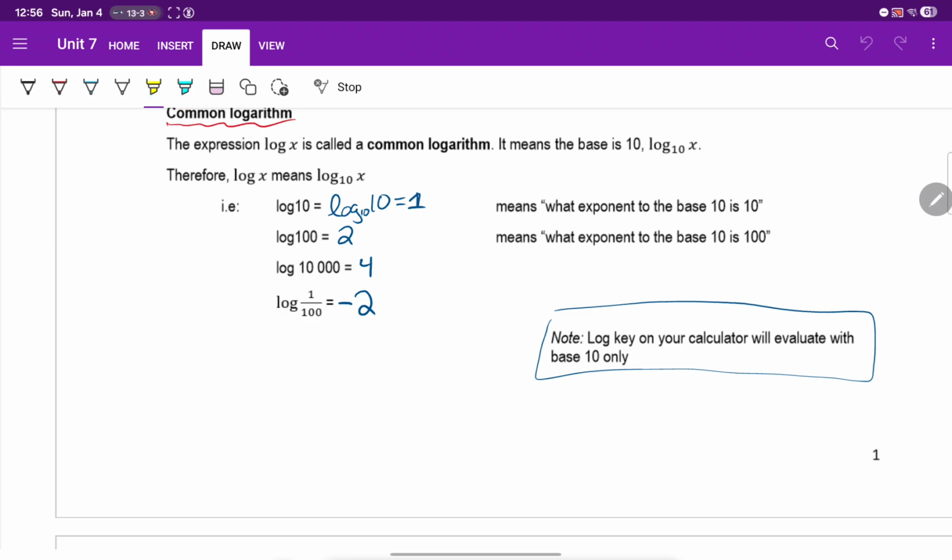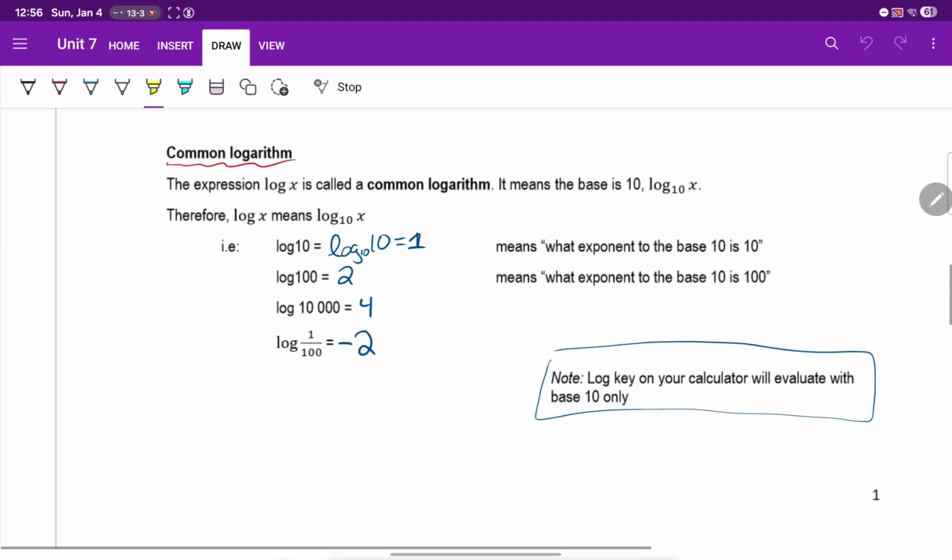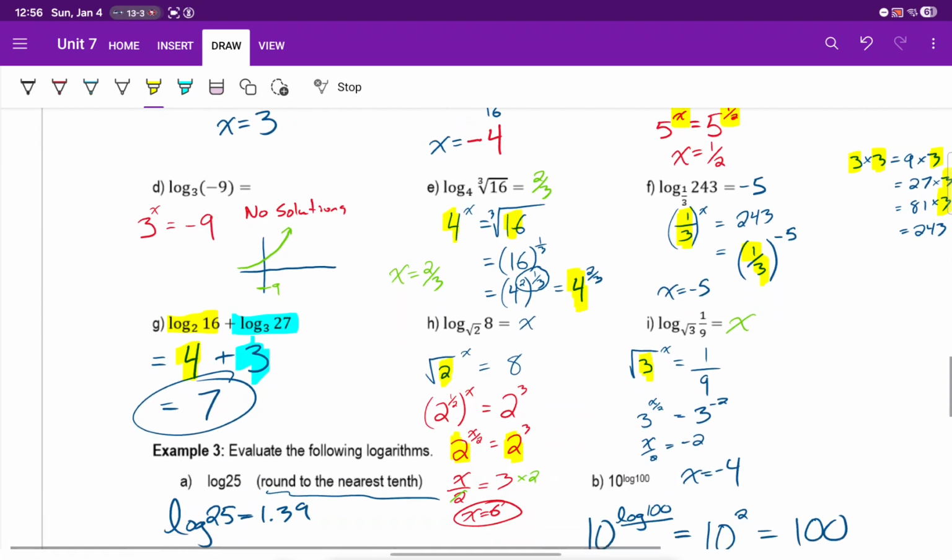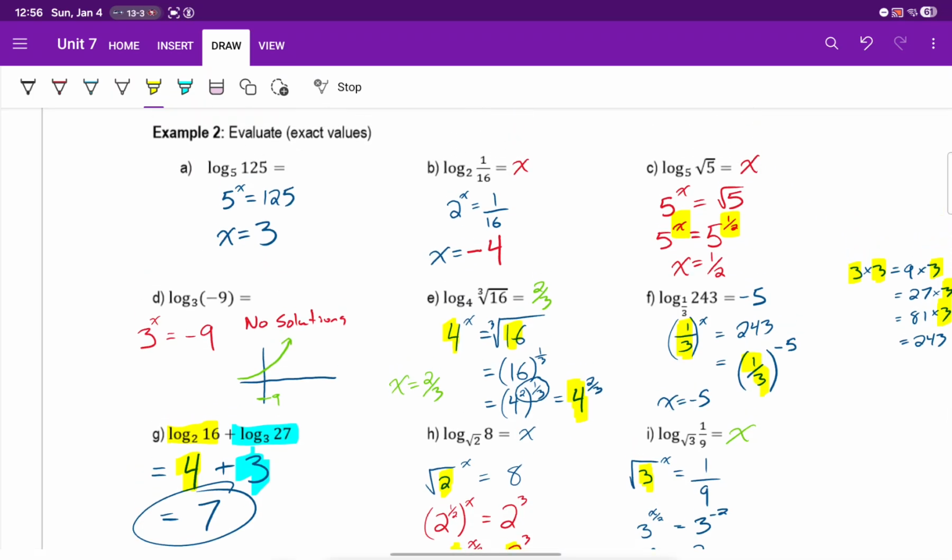The one real key thing in this one was your common log, and that's the fact that the expression log of x is called the common logarithm. It just means that you have a base 10, right? Log of x base 10 and log of x are the same thing, okay? Like I said, we did a whole bunch of examples of switching from logarithmic form to exponential form and then solving for x there, okay?